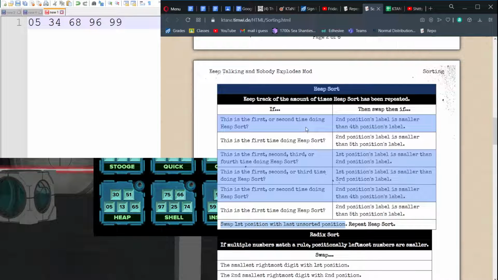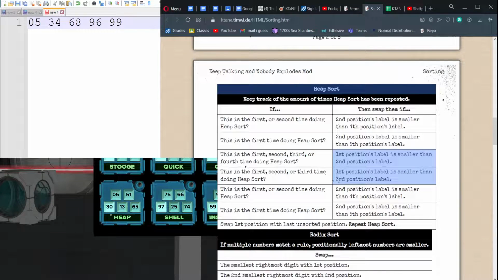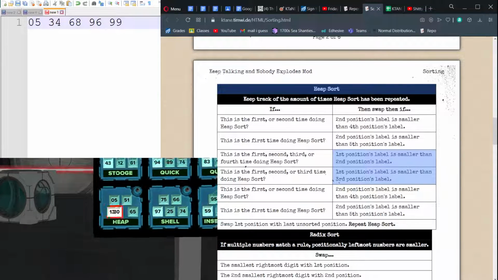Now this is our third time doing the sort. So, we only have to follow these two rules. Okay, yeah. So we're going to swap 1 and 2 if 1 is smaller, it is. And then 1 and 3 if 1 is smaller, which is not. And then we're going to swap 1 with the last unsorted position, which is this.